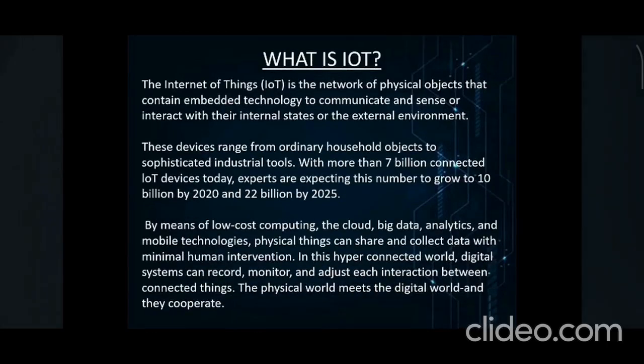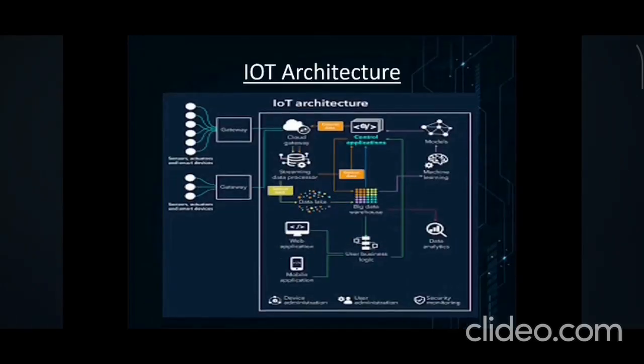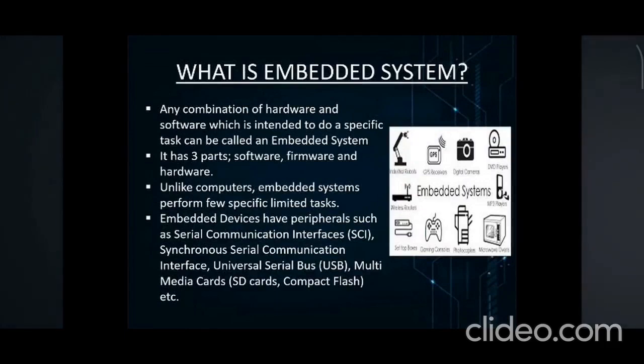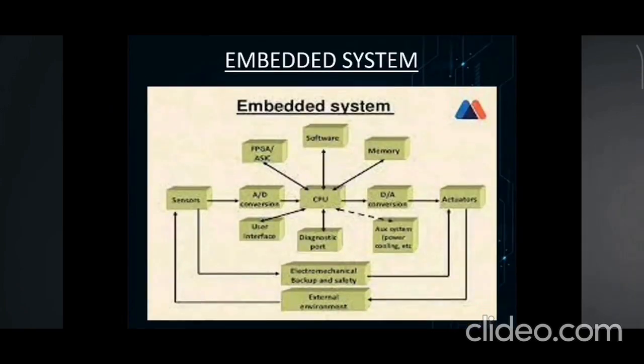Now let's see what IoT is. IoT, Internet of Things, simply describes physical objects that contain embedded technology. This is the architecture of IoT. Now, what is an embedded system? An embedded system is a combination of computer hardware and software designed for a specific function. This is the architecture of an embedded system.